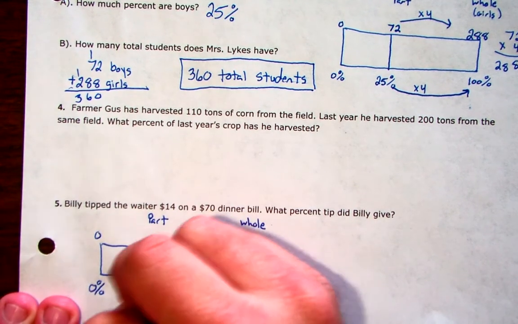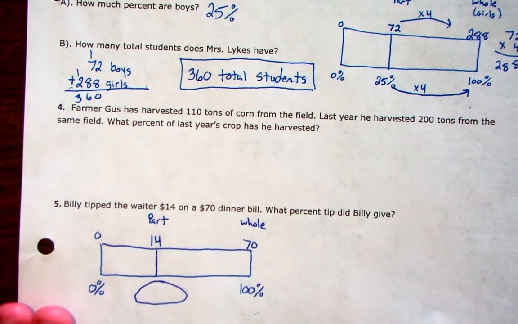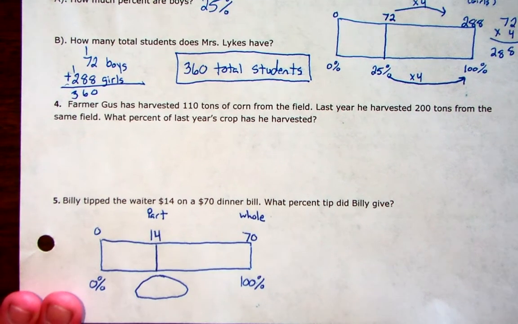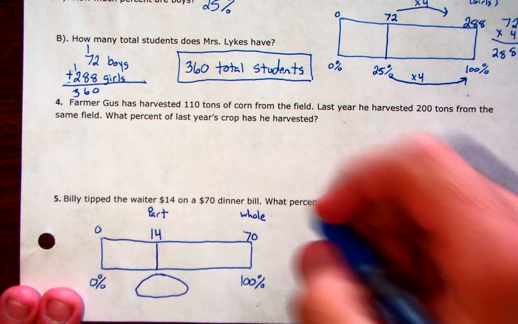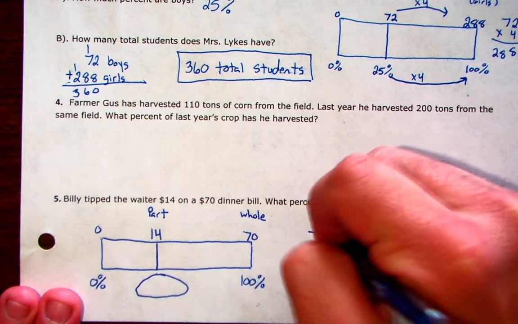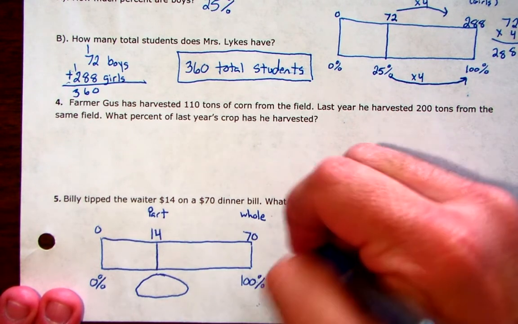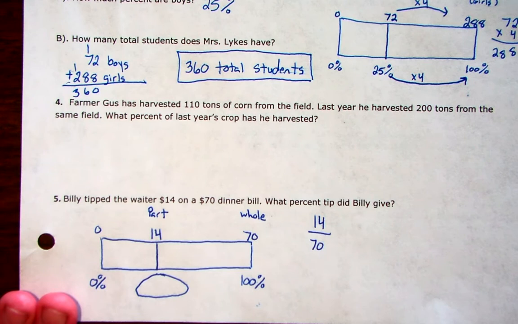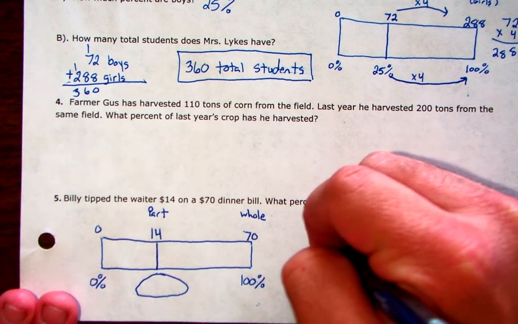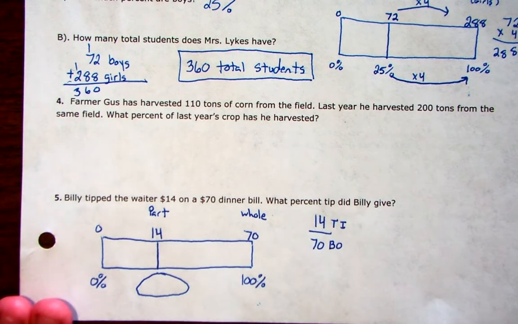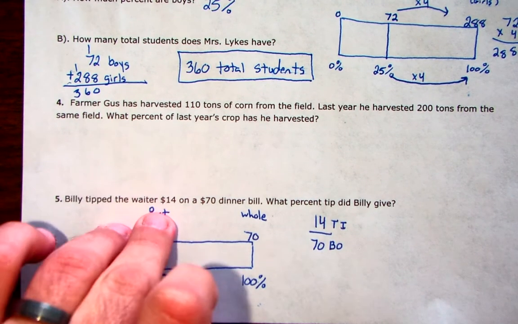Alright, now this is what we're solving for. We're solving for this percent. So here's what you're going to do. You're going to take the part, and you're going to put it over the whole. Well, guess what? You can go solve it from there. Do a little top in, bottom out. Move the decimal over to make it a percent, and you got your answer. You can do that one on your own, guys.